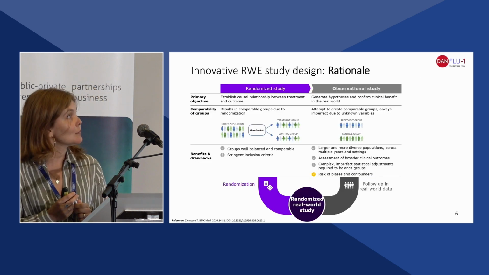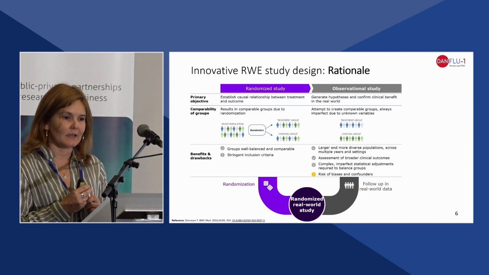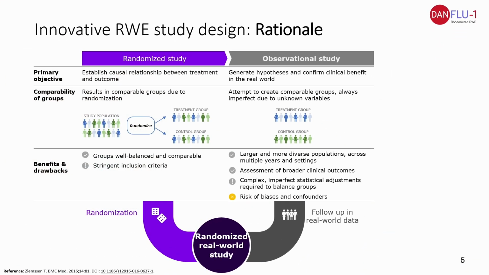So let's start with DAN-Flu1. As we briefly said before, the idea is to use the component that we have in clinical trials, the randomization, and what is also the beauty of the observational study, the follow-up in real-world data. So the idea is to mix the two of them to set up a new design, a hybrid model that gives you the value of the randomization and the possibility to have a broader population and to follow up clinical outcomes.